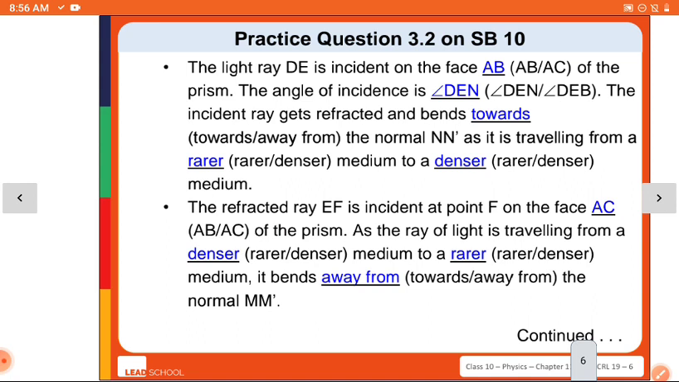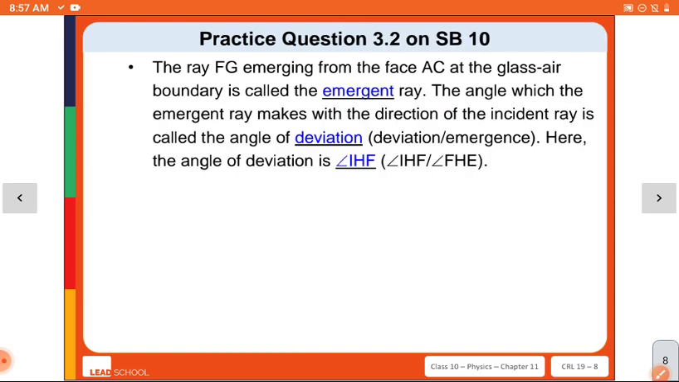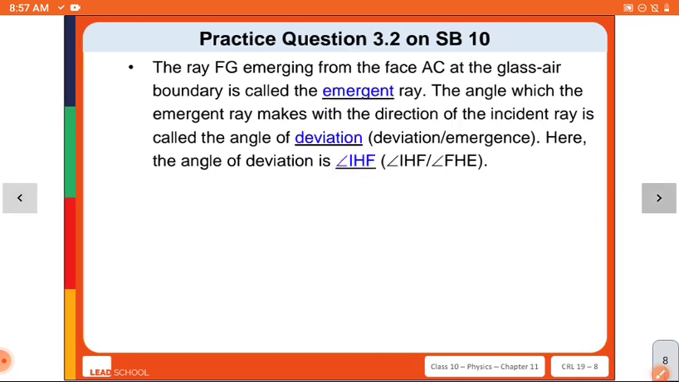As the ray of light travels from denser to rarer medium, it bends away from the normal, and the emergent ray FG emerges from AC into the glass-air boundary. The angle which the emergent ray makes with the direction of the incident ray is called the angle of deviation.